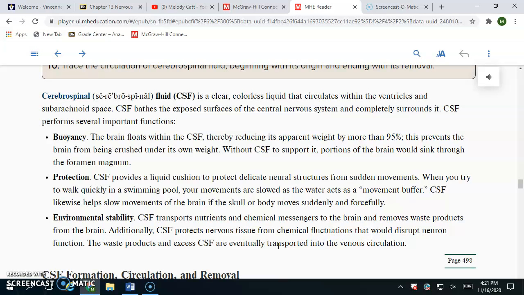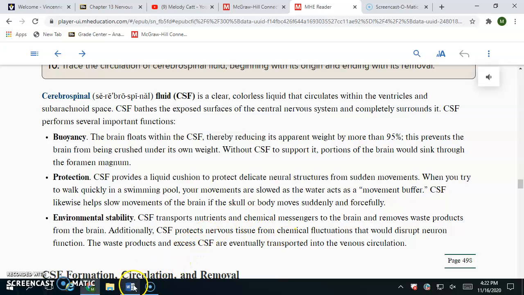So it can maintain the environment around the brain tissue. It gets rid of waste products so they don't stimulate those excitable neurons, and it can bring some nutrients to those neurons that need it for their normal functioning too. So it does that as well. So those are the three main functions of our cerebrospinal fluid that we want to know about.